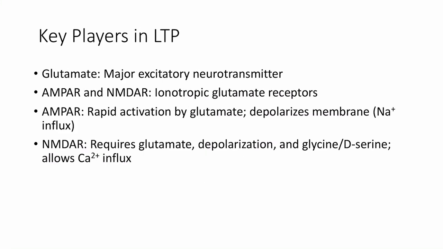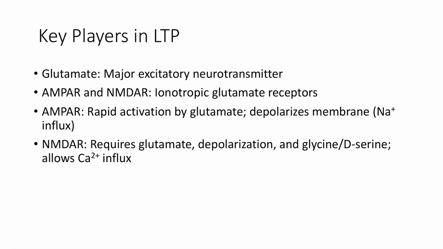Before going through the details of LTP, let's first look at the key players in this process. First of all, let's look at the receptors that are involved. There are two main receptors responsible for this process, NMDA and AMPA receptors. Both are ionotropic glutamate receptors. Okay, let's break this down in two parts. Ionotropic means that the receptor is an ion channel, and glutamate means, of course, that the receptor responds to glutamate. Both AMPA and NMDA receptors get activated by glutamate.